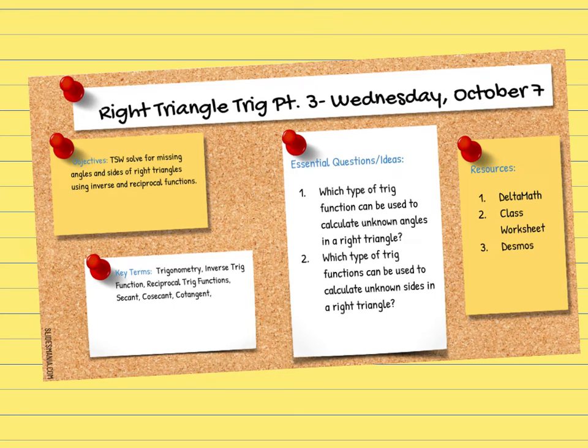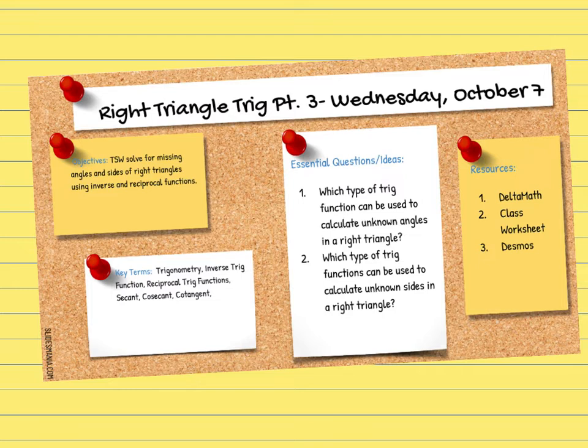Hey everyone. Today we're going to use a lot of the information that we talked about over the course of the last week to find other parts of the triangle. We're going to use our three original functions of sine, cosine, and tangent, along with their reciprocal functions of cosecant, secant, and cotangent to help find missing sides and missing angles of these triangles.